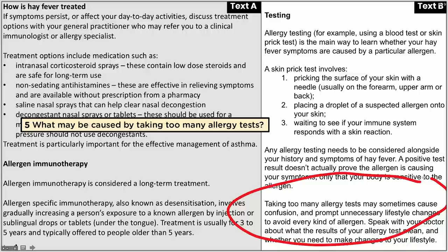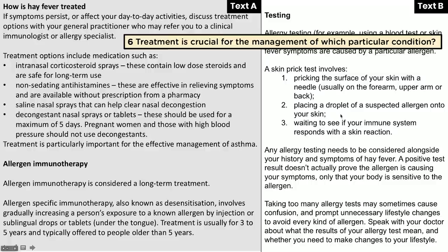Number 6, treatment is crucial for the management of which particular condition? Now, considering it's talking about treatment, I'm going to ignore text B, which is about testing. I'm going to read carefully for the crucial management of which particular condition. Scan your eyes across text A with me. Can you see anything there about importance or crucialness or something like that?